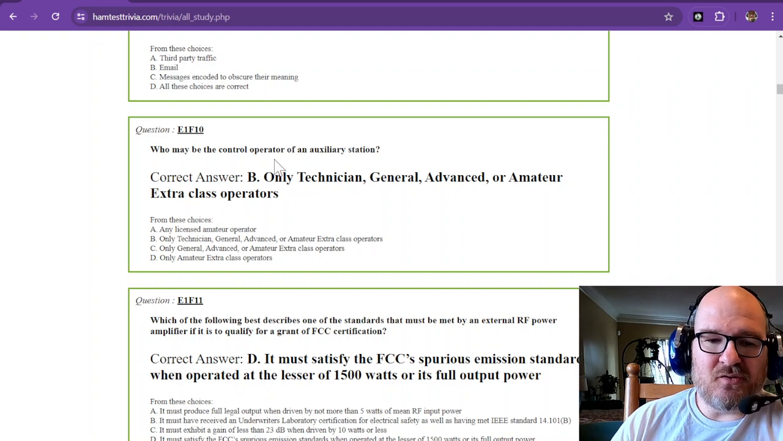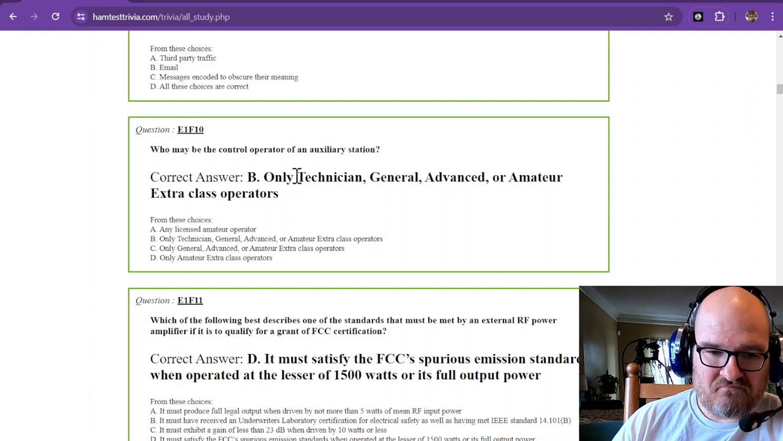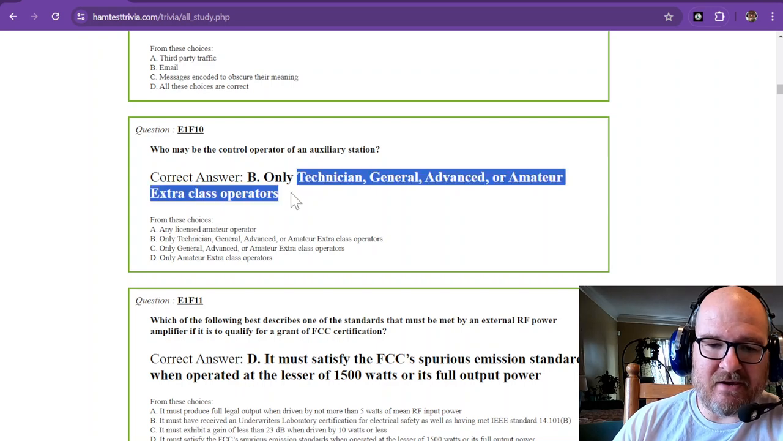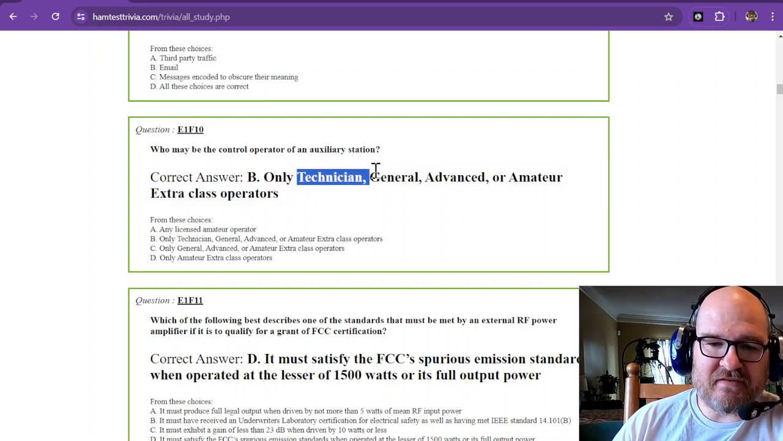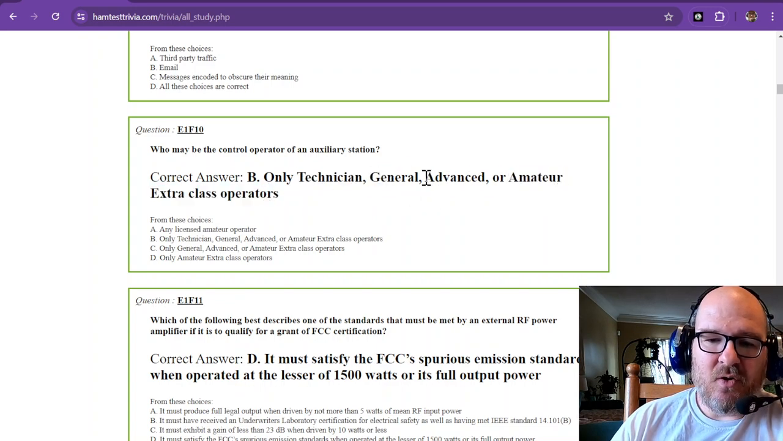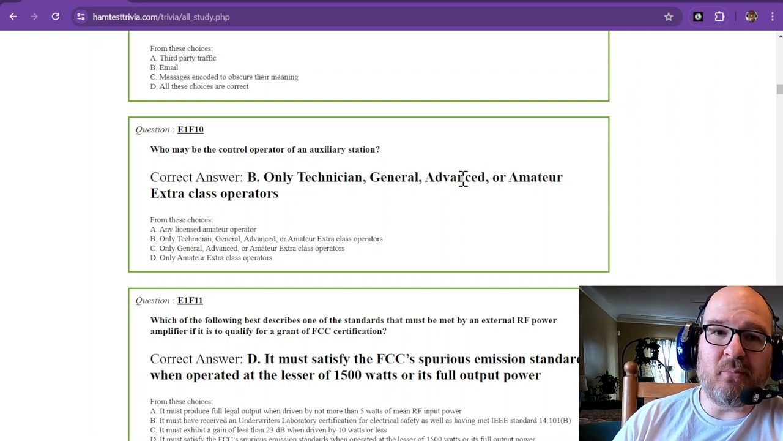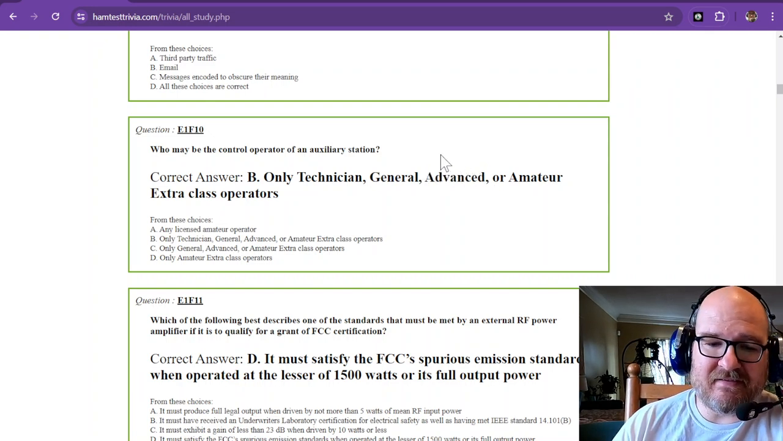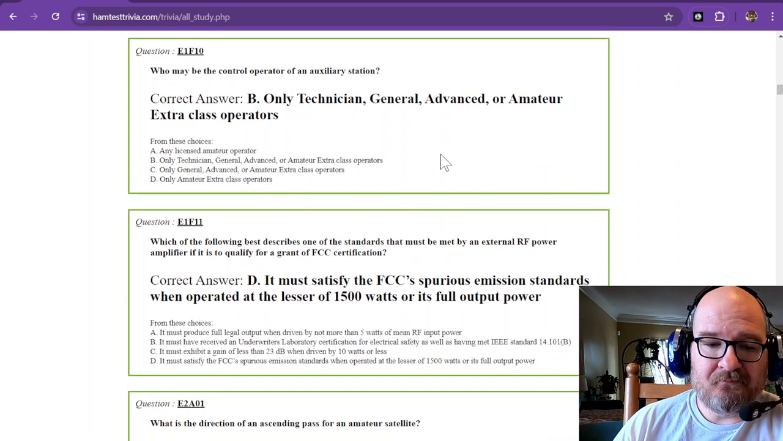Who may be the control operator of an auxiliary station? Technician, general, advanced, or amateur extra class operators. So for an auxiliary station, out of these choices, it is these folks right here. Now, three of those you can test for: technician, general, or amateur extra class operators. While advanced is no longer being offered, there are still quite a few people that hold on to that advanced license because you can't get them anymore.